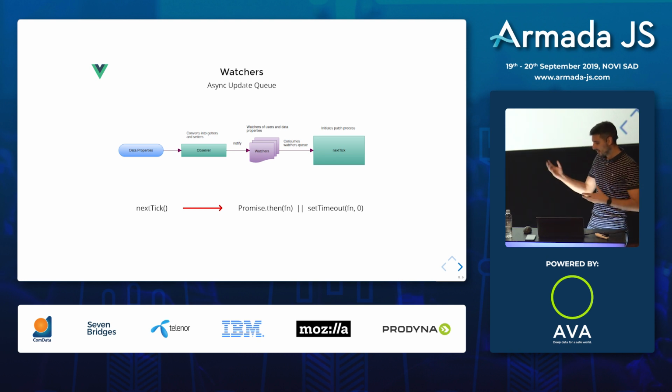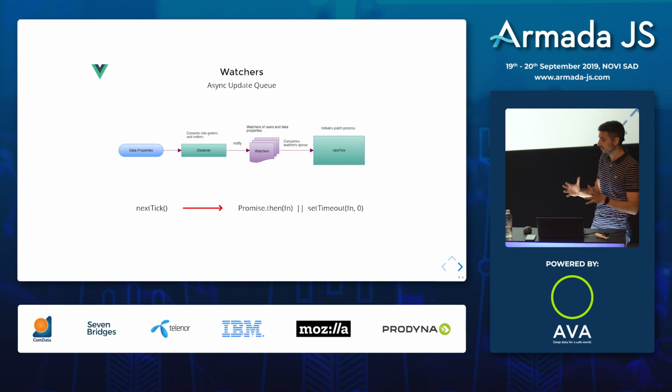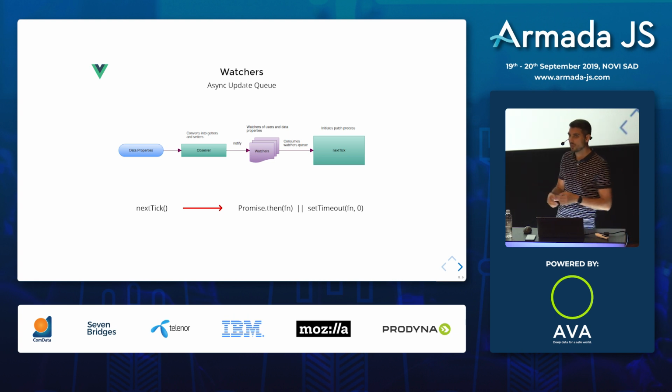So if a lot of those properties are updated in the various places, we want to gather them together. Maybe some properties are accessed multiple times by the same component, so we will render it just once. And we render it on the next tick. Next tick is something important for the event loop.